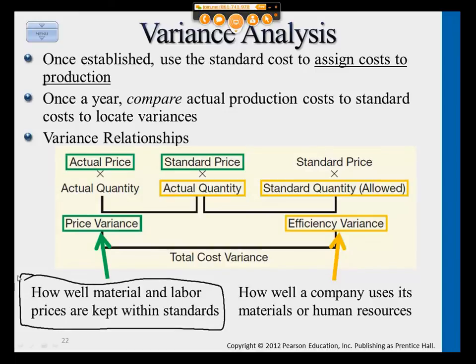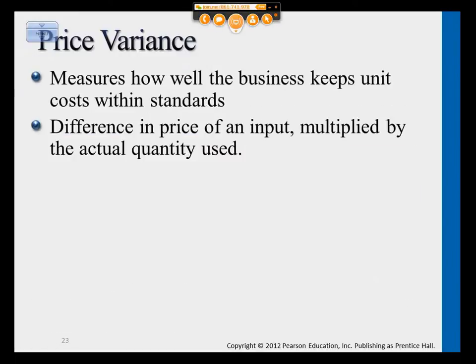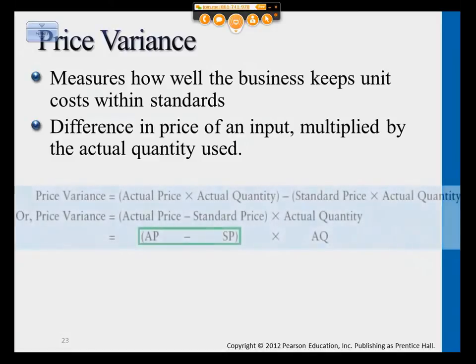Let's look at the price variance for a second. It's the difference in price of an input multiplied by the actual quantity used. Let me show you it as a formula. Our price variance is the actual price multiplied by actual quantity, less standard price by actual quantity, right? Or if we move them around a little bit and take the actual quantity out, what do we get? We have a difference between the actual price and the standard price multiplied by the actual quantity, right?